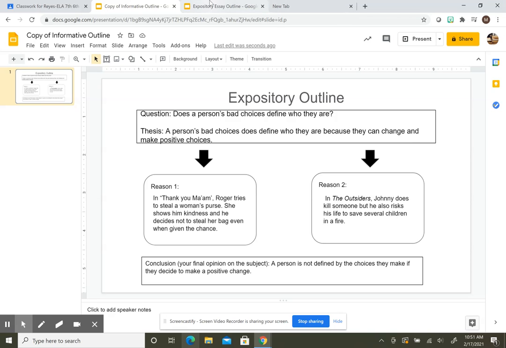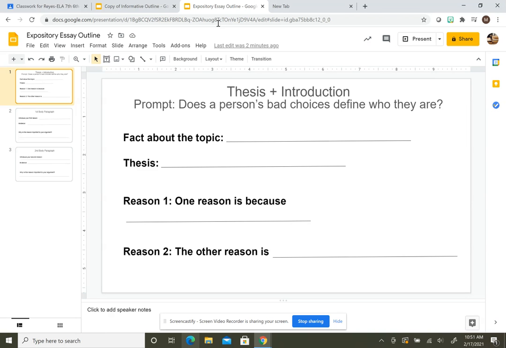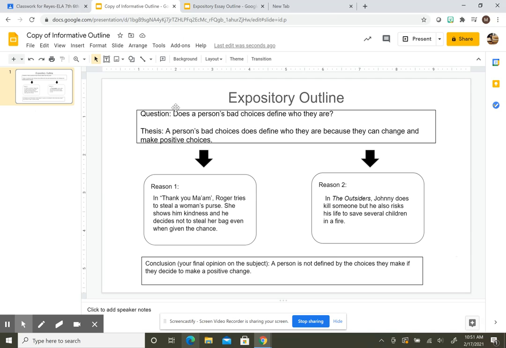So what I want to start off with is first going and looking at my introduction. This is where I introduce my thesis and also my reasons that I'm going to discuss. First, the easiest way to start off is just to copy and paste over your thesis from the original outline.